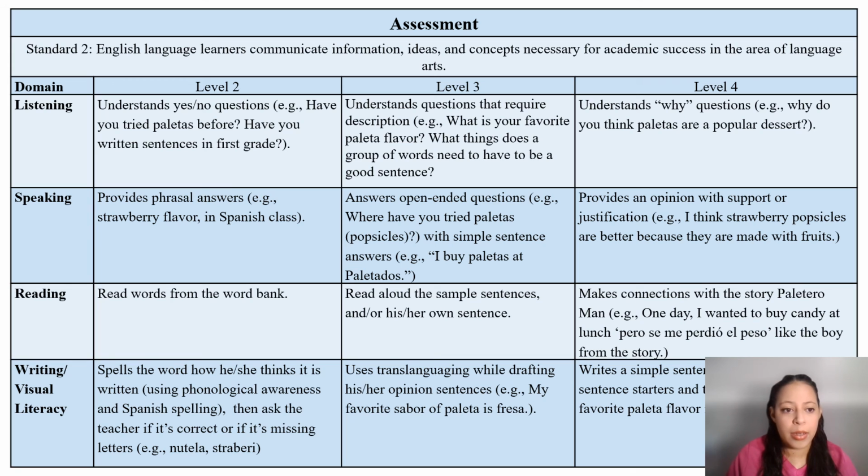On the reading domain, I wanted the students on level 2 to read words from the word wall or word bank. On level 3, read aloud the sample sentences and/or his or her own sentence. And on level 4, make connections with the story Paletero Man. On level 2 of the writing or visual literacy domains, I wanted the students to spell the word how he or she thinks it is written, using phonological awareness or Spanish spelling, and then ask the teacher if the word was correct or if it is missing a letter.